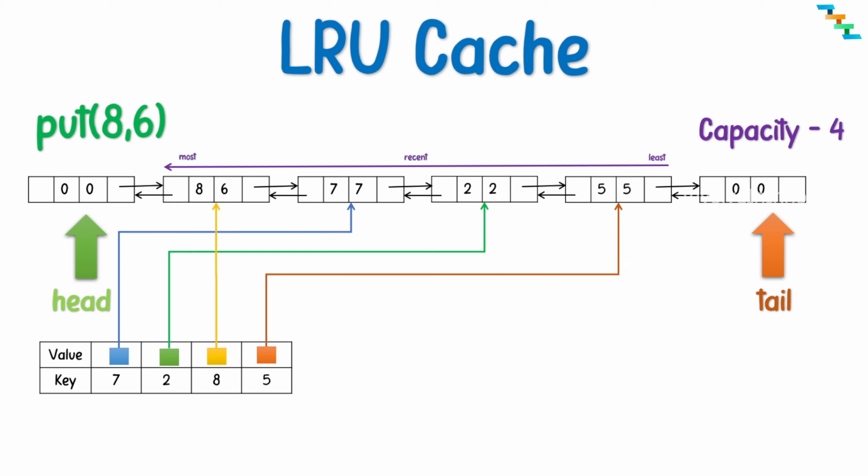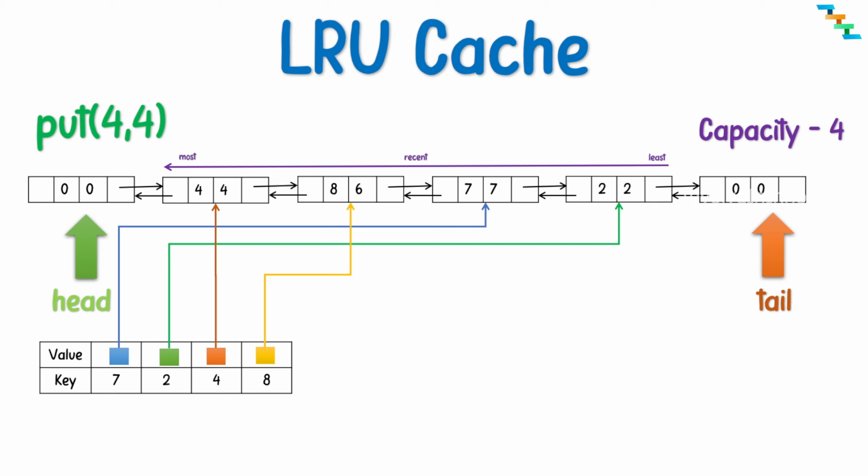If you try to add the entry 4, the key is not present in the hash map and the cache capacity is already reached. So evict the previous of tail node and remove this key 5 and its value from the hash map. Then add this node 4 to the next of the head and add it to the hash map as well. Last, if we try to get the value of a key which is not present in the cache, we can check if the key is present in the hash map. If it is not present, then return -1.